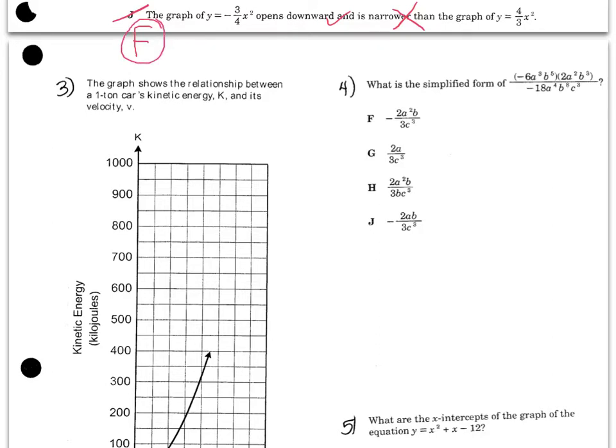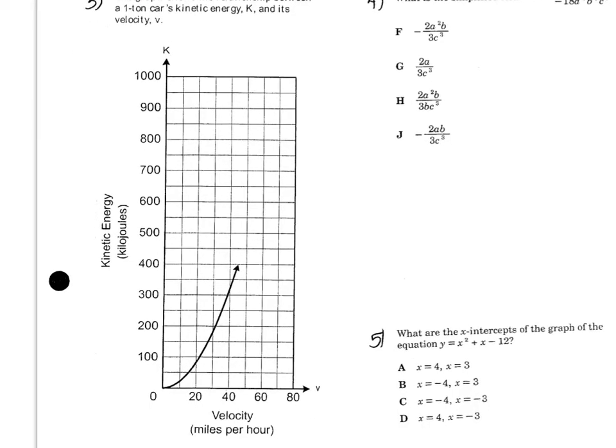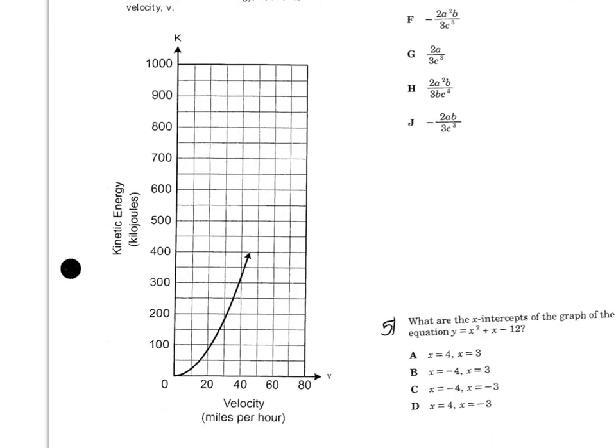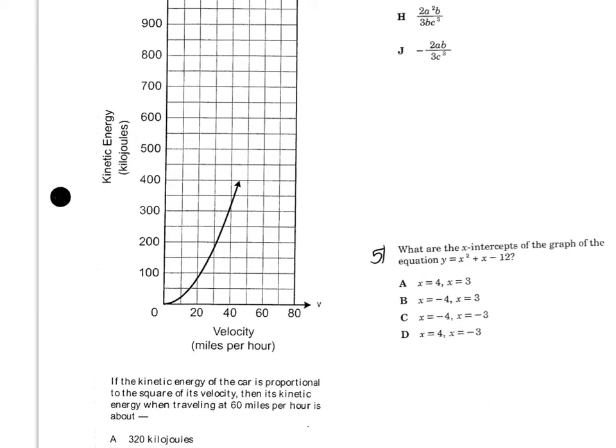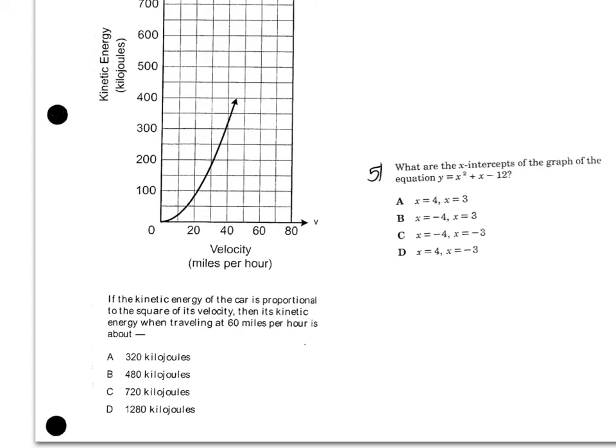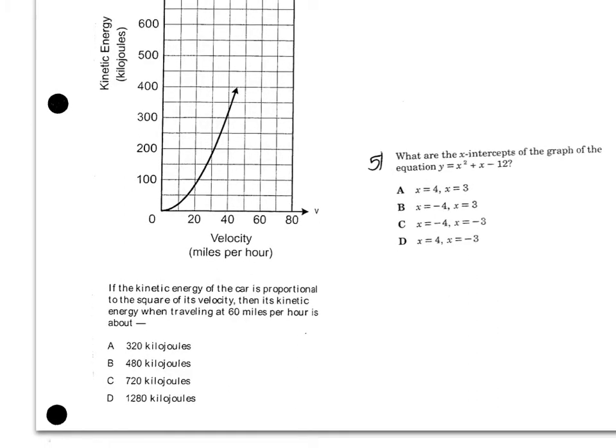Okay, so let's move on to problem number 3. Problem number 3, the graph shows the relationship between a 1-ton car's kinetic energy K and its velocity V. Okay, so let's move down, let's look at the graph. If the kinetic energy of the car is proportional to the square of its velocity, then its kinetic energy when traveling at 60 miles per hour is about.